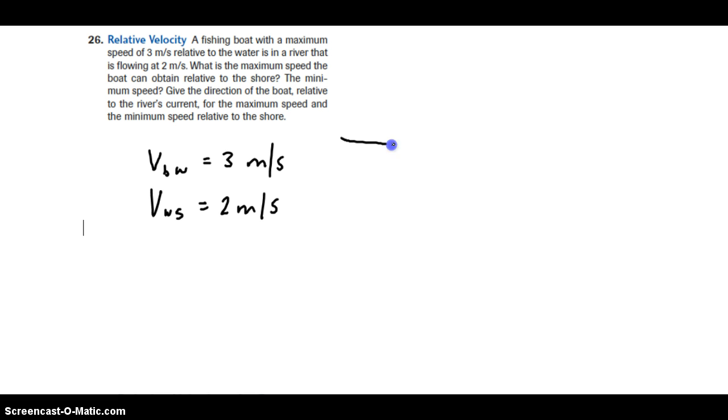So in that case, the boat's movement would have to be in the same direction as the river's movement. So we would simply take the boat's speed plus the river's speed, and we get 5 meters per second.